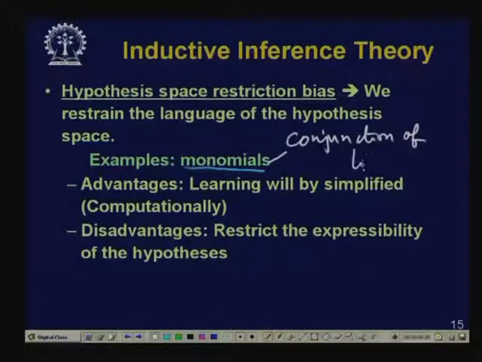So, a monomial is a conjunction of literals. We might say that our hypothesis space must only be monomials. For example, A1 and A2, A1 and A2 bar and A3, A1 bar and A4 and A3, and so on. So, these are examples of monomials.